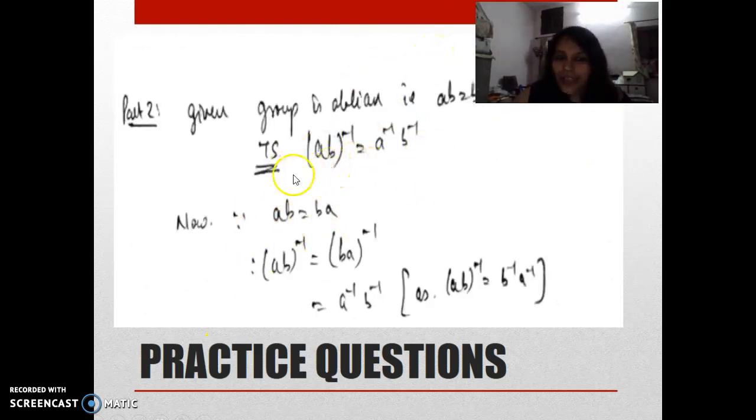So that's what I did. I basically know that AB is equal to BA. Hence, my (AB) inverse will be nothing but (BA) inverse. And then you expand this, it will become A inverse B inverse. Like that matrix property, remember? And then this is hence proved.